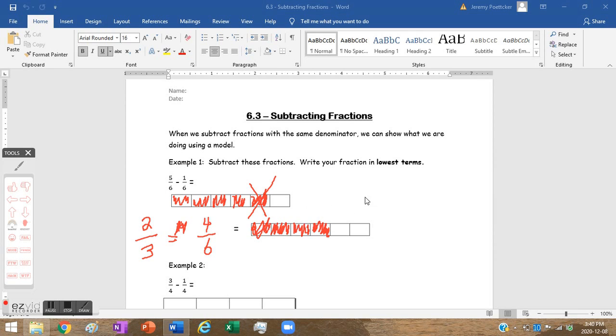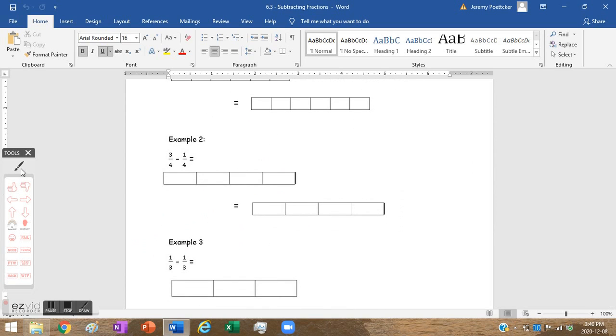Alright, so let's move on to example number 2. I'll show the other way, instead of Xing it out this time. So 3/4 minus 1/4. I'm going to start with 3/4, and take away 1/4. Draw an arrow showing that the 1/4 is leaving. If I had to show 2, I'd draw arrows away from 2 of them. 3/4 minus 1/4, I'm left with 2/4.